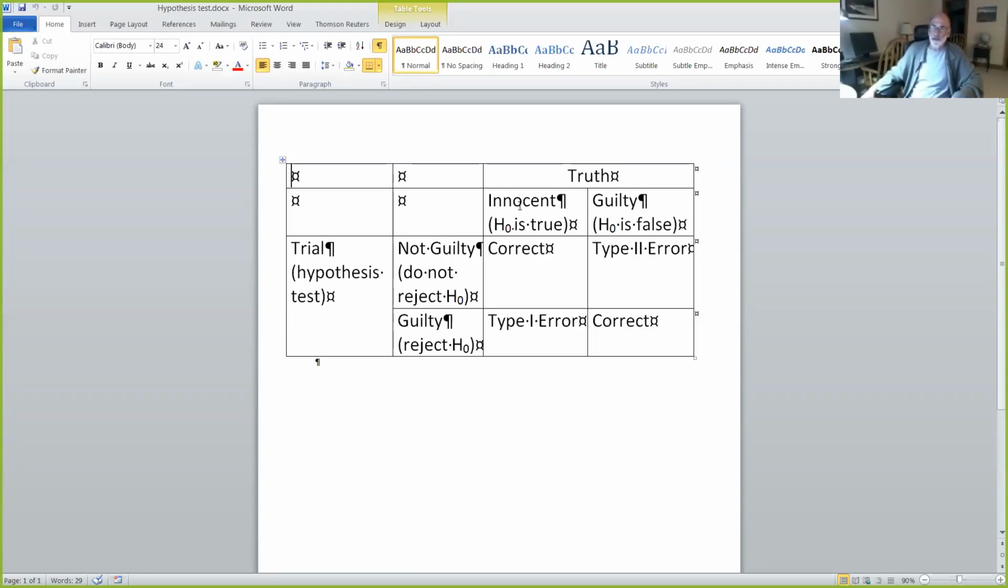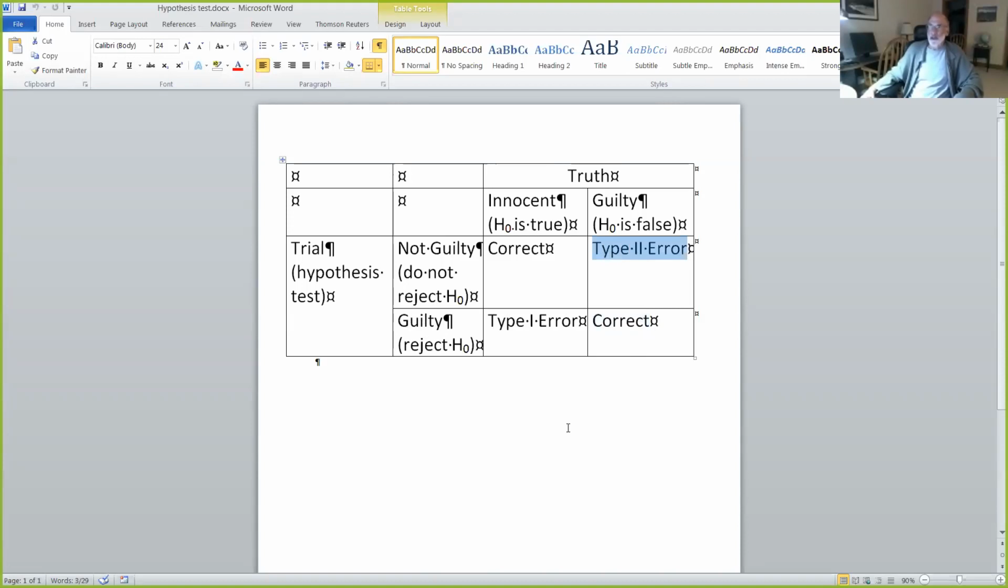But if the person is truly innocent and we find them not guilty, we've made a correct decision. That's this cell. If they are guilty and we find them guilty, we've also made a correct decision. But there are two errors we can make. We can find them guilty when they're truly innocent. That's known as a type 1 error. Or we can find them not guilty when they really are guilty, and that's known as a type 2 error.